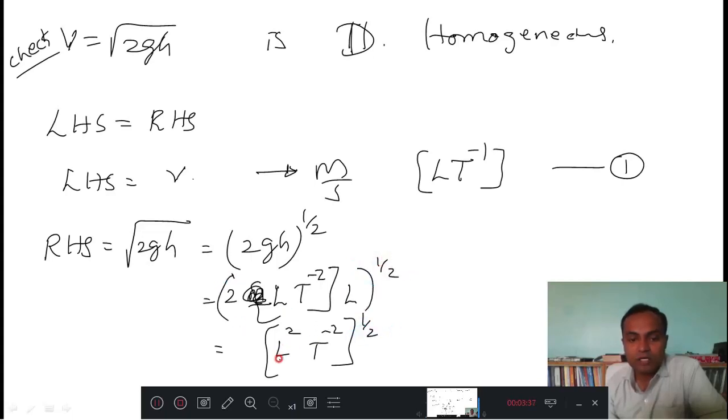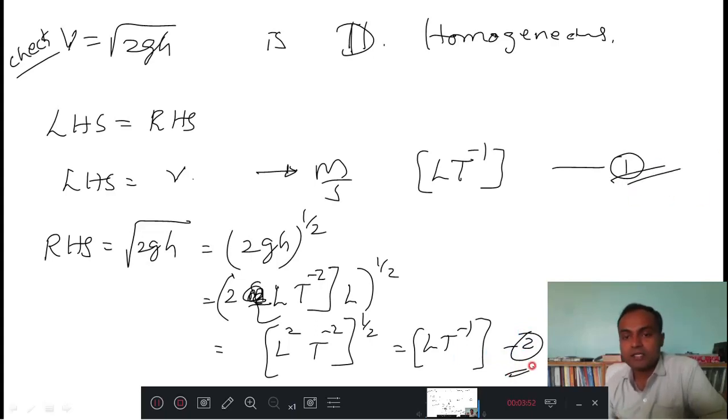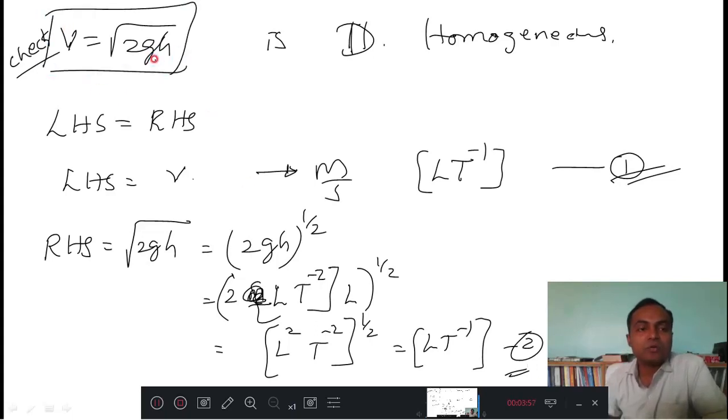This 1 by 2 multiplied with L squared, the 2 cancels and L is left, and 1 by 2 multiplied with minus 2 leaves minus 1. Now see, this is equation number 2. Then equation number 1 and equation number 2 are the same, L T raised to minus 1. Therefore, I checked it: V equal to root 2GH is dimensionally homogeneous. Understood? This is how they explain what is homogeneous.